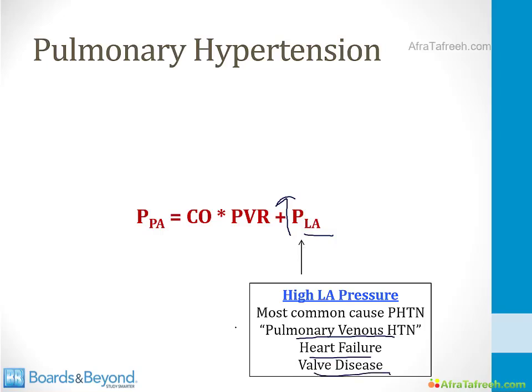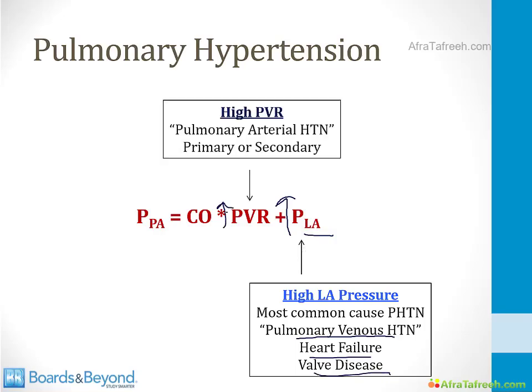The other way you can get pulmonary hypertension is if the pulmonary vascular resistance goes up. When this happens, we call it pulmonary arterial hypertension. And the reason it gets this name is because when the pulmonary vascular resistance goes up, pressure will be high in the pulmonary arteries, but it will not be high in the pulmonary veins and the left atrium. Therefore, we distinguish this from pulmonary venous hypertension by calling it pulmonary arterial hypertension. And there are both primary and secondary forms of elevated pulmonary vascular resistance that cause pulmonary arterial hypertension. We'll talk more about that in a minute.